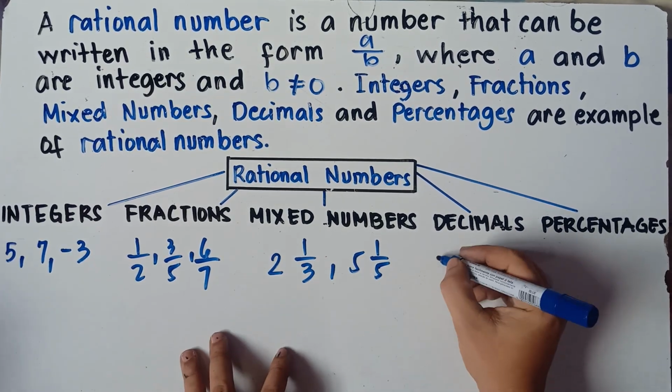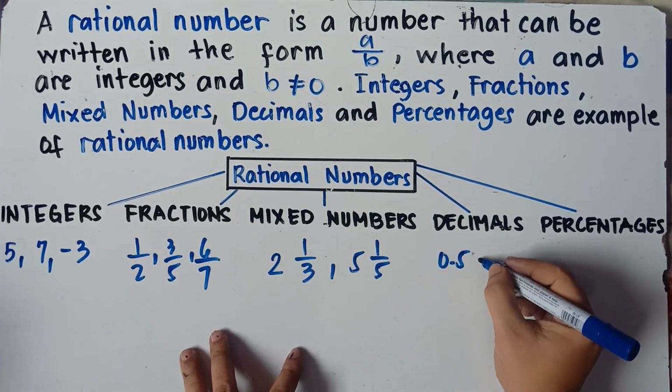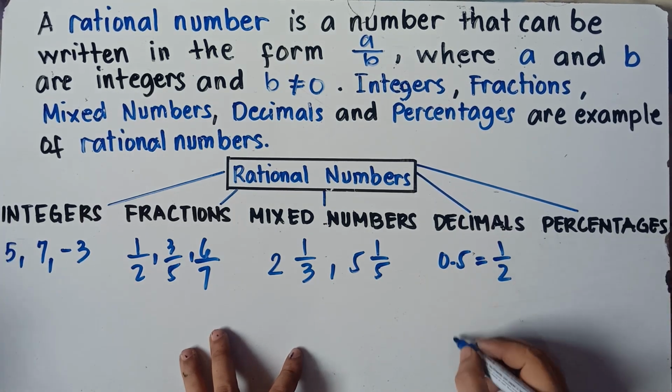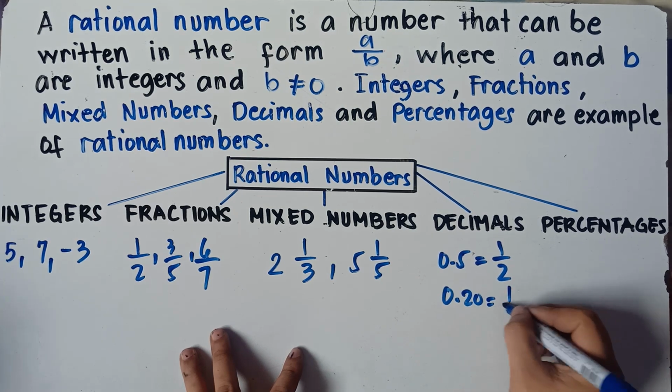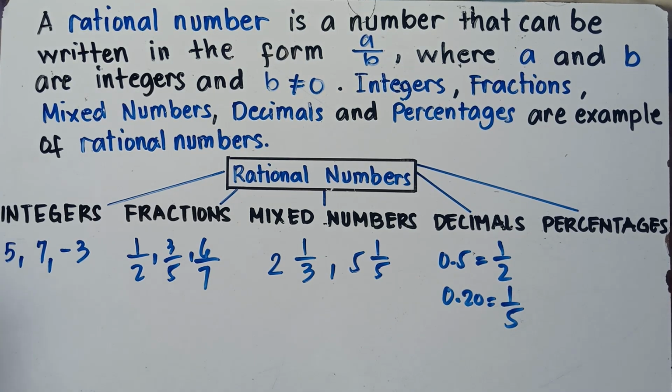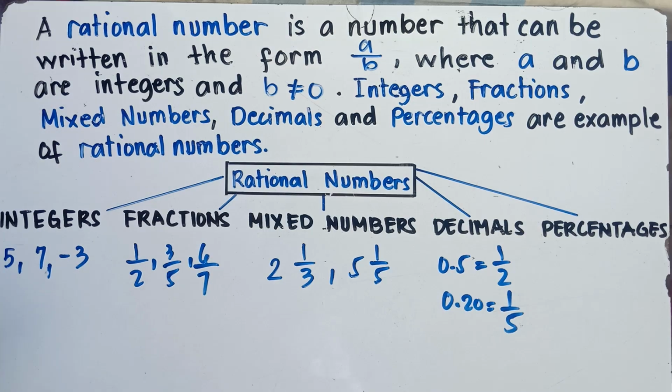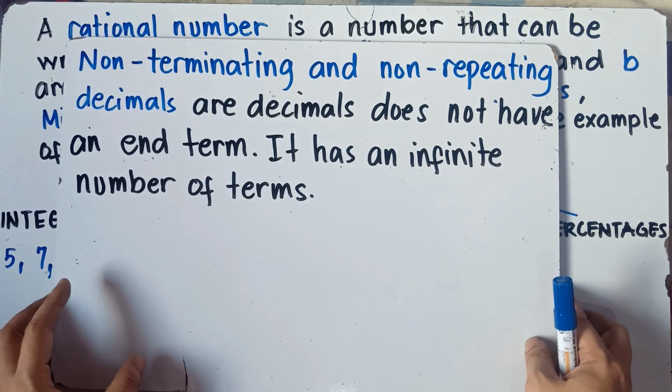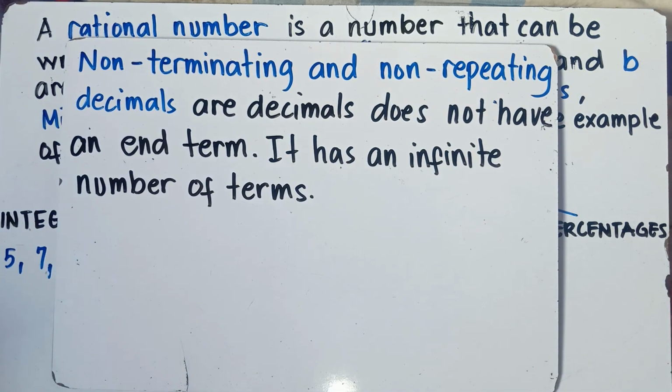So example of decimal, 0.5. And our answer a while ago, that is 1/2. 0.20, that is 1/5. But once again, class, not all decimals are called rational numbers. Be careful with this one, class. Not all decimals are called rational numbers. Why is that, sir? Because we do have what we call non-terminating and non-repeating decimals. These decimals do not have an end term. It has an infinite number of terms.